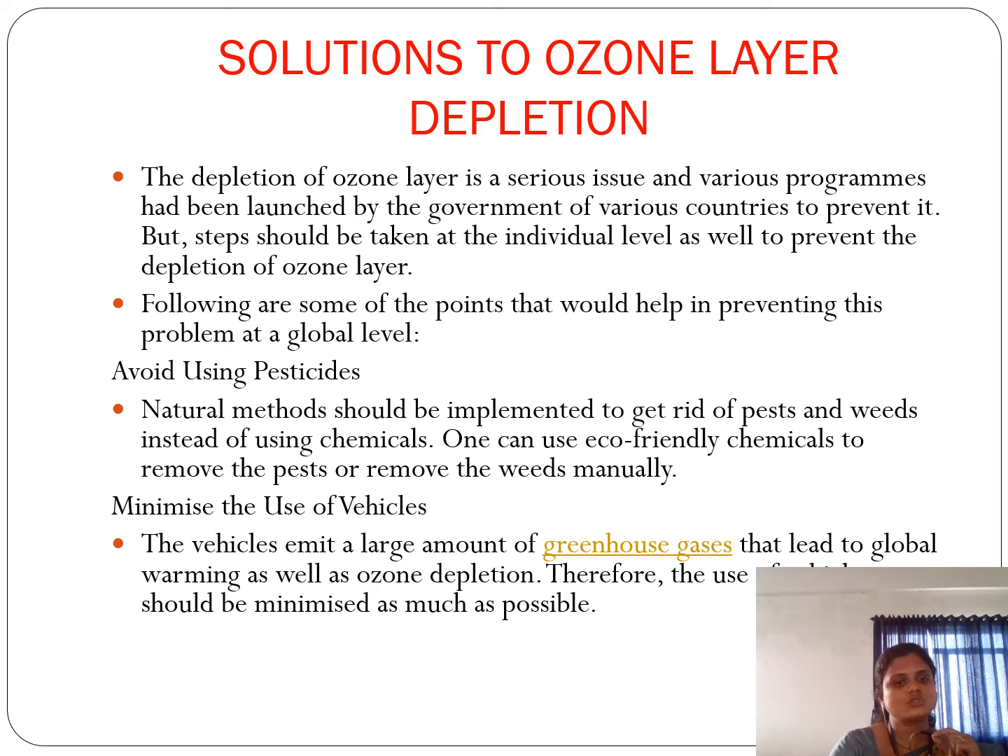First one, avoid using pesticides. Natural methods should be implemented to get rid of pests and weeds instead of using chemicals. One can use eco-friendly chemicals to remove pests and insecticides from the crop yield. Second, minimize the usage of vehicles. Vehicles emit large amounts of greenhouse gases like carbon dioxide, carbon monoxide, sulfur dioxide, like that. This leads to global warming as well as ozone layer depletion. So try to minimize the usage of automobile vehicles.